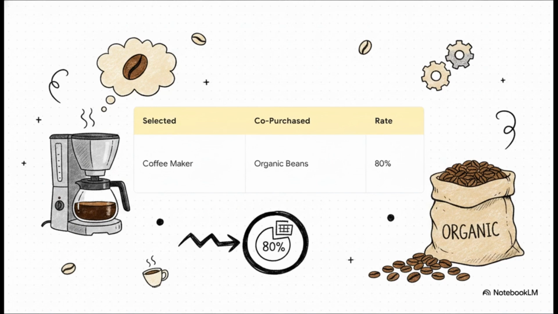Just think about the clarity this gives you. Now, your category managers can instantly see that when customers buy a high-end coffee maker, 80% of them are also buying a specific brand of organic coffee beans during that exact same checkout session. That is incredible, highly actionable intelligence, all unlocked by just a bit of clever DAX architecture.